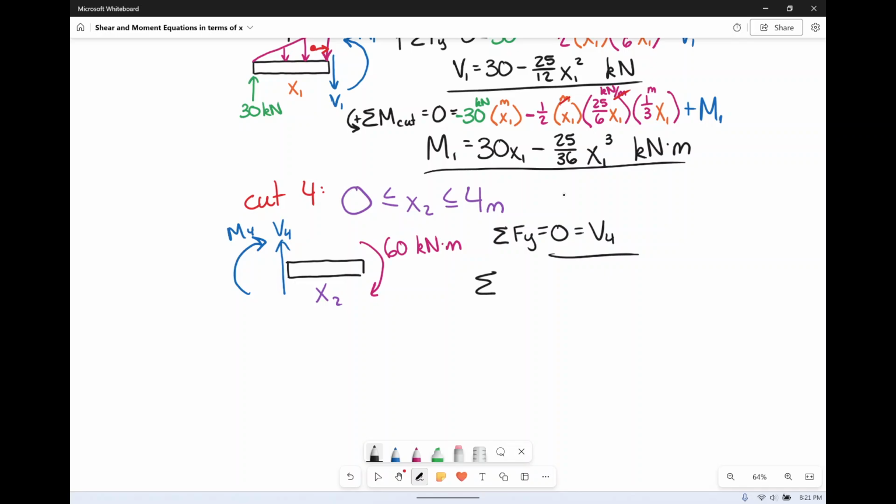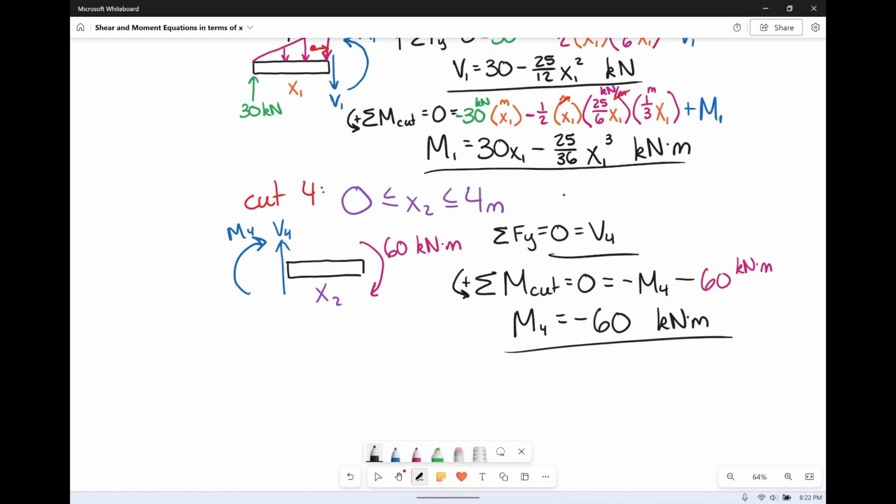Next up, we're going to do the moment. So we're going to take the sum of the moments about the cut. Counterclockwise is positive. So what do we have? Well, we have M4. He's going the wrong way, so minus M4. And also 60 is going the wrong way, so minus 60. Again, this is in kilonewton meters. So lo and behold, M4 is equal to minus 60 kilonewton meters.